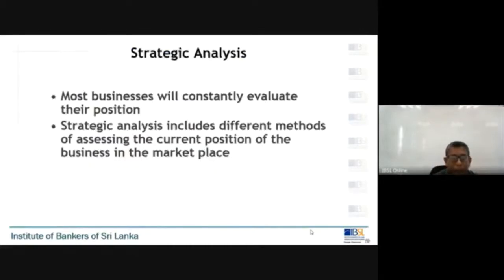Okay, now let's look at it. What are we going to discuss today? We are going to discuss strategic analysis. The analysis part answers the question of finding out what your current position of the business in the marketplace is. What is the current position of the business in the marketplace? So that is, where are you now?